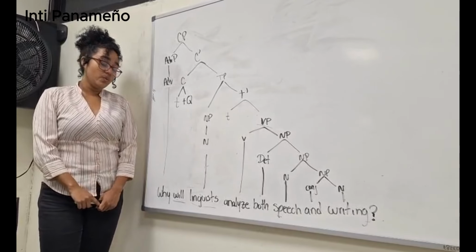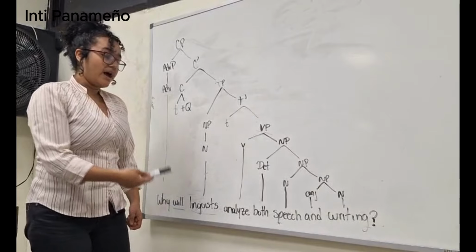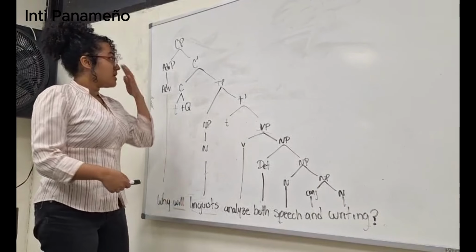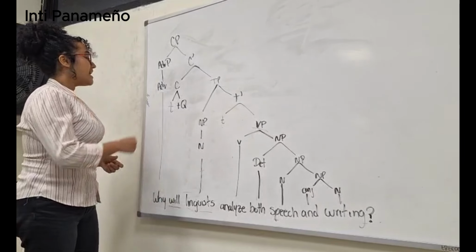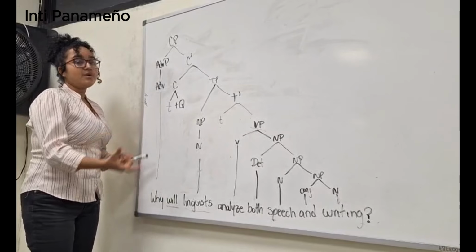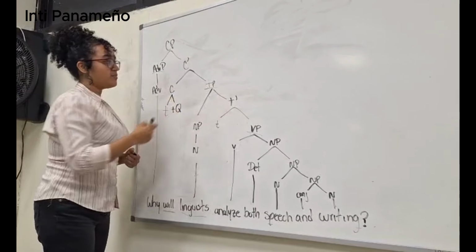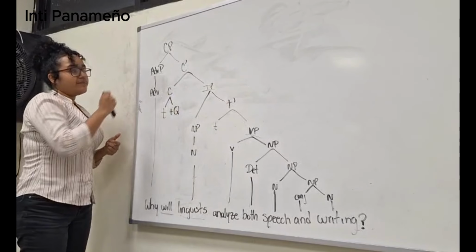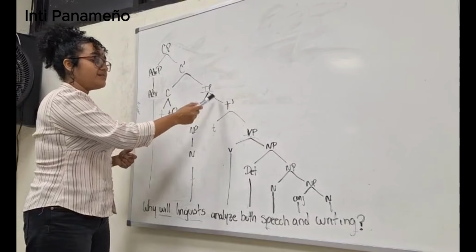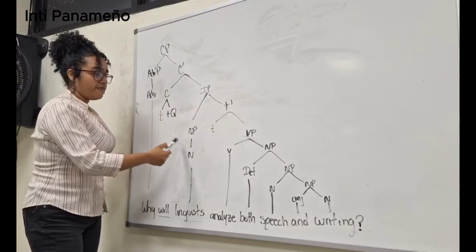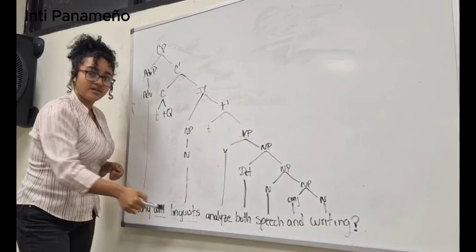Now continue with a question. We have, why will linguists analyze both speech and writing? Well, the complete question is a complement phrase. This complement phrase is divided in an adverb phrase and in a tense phrase. And this adverb phrase is divided in an adverb, which is why, and the tense phrase, which is divided in a noun phrase, and also this noun phrase in a noun, which is linguists.